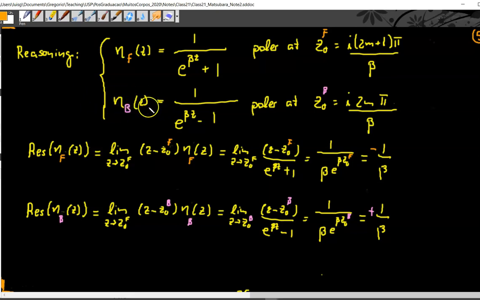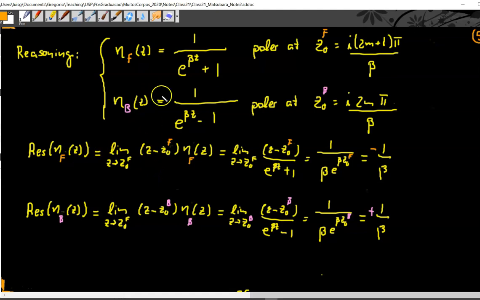the Bose-Einstein distribution would be the exponential of beta z minus 1, so the poles would be at i m pi over beta, so that whenever this exponential is 1, I get a 0 and this will give me a pole. Now, what would be the residues for these functions? So let's go and calculate the residues, say for the Fermi. The Fermi distribution would be something like this, right?